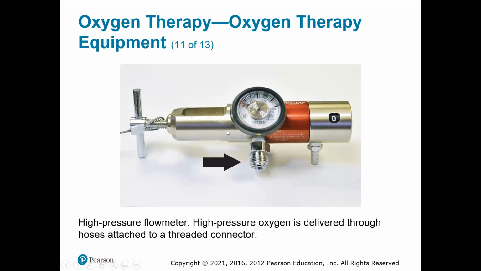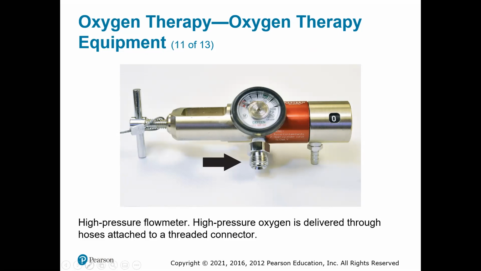You can't see it, but the pin indexing system is right here. So there'll be the two pins and then the one air opening. This here secures it; it actually squeezes onto the top of the bottle. This is a high pressure delivery system. There's a large threaded hose that will connect to here, and it bypasses this. This is the meter; you turn this to deliver the flow rate.